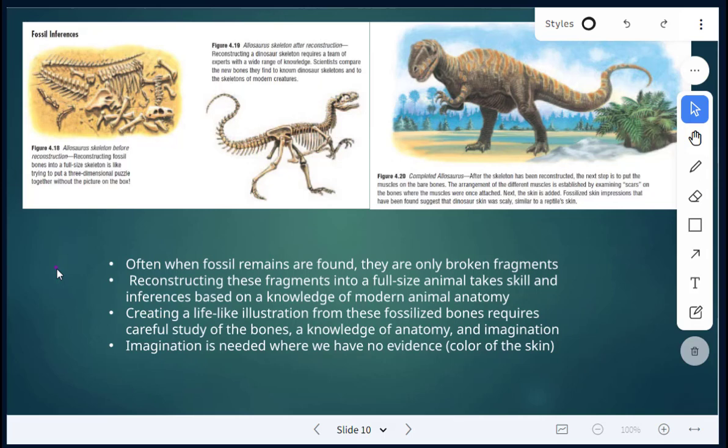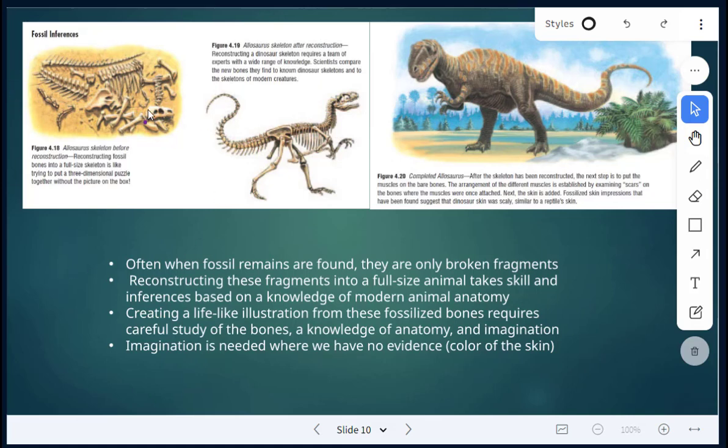All right, often when fossil remains are found, they are only broken fragments. So reconstructing these fragments into a full-sized animal takes a lot of skill and inferences based on a knowledge of modern animal anatomy. So creating a lifelike illustration from these fossilized bones requires a careful study of the bones, a knowledge of anatomy, as well as imagination. So imagination is needed where we don't have the evidence, such as the color of the skin.